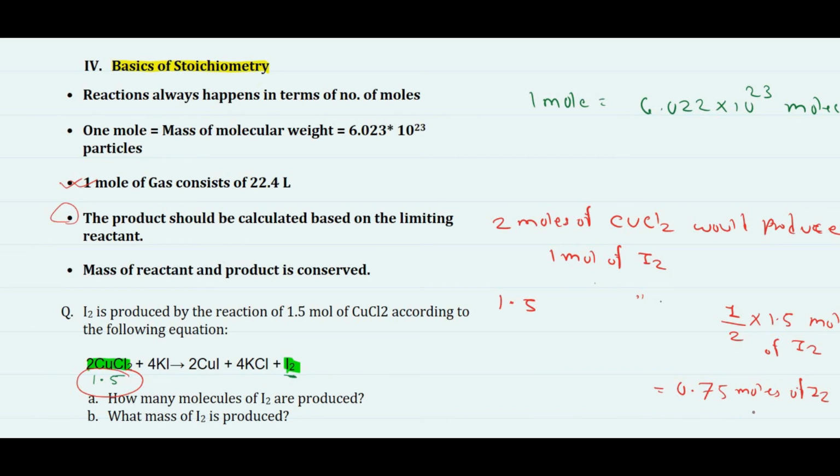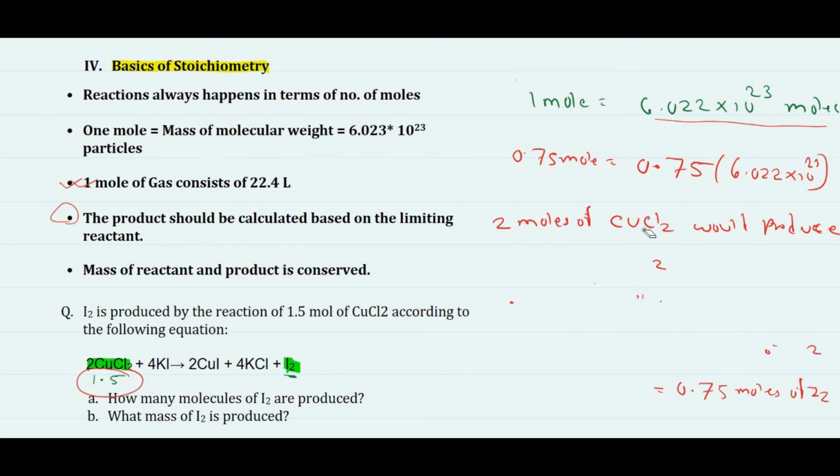Thus, now that we have the moles of I2, and we know that 1 mole of I2 equals this number of molecules, 0.75 moles would be 0.75 times this value. I hope this makes sense. Now after that, we need the mass of I2 produced. We know that the I2 produced is 0.75 moles. Now we need to find the mass in grams.